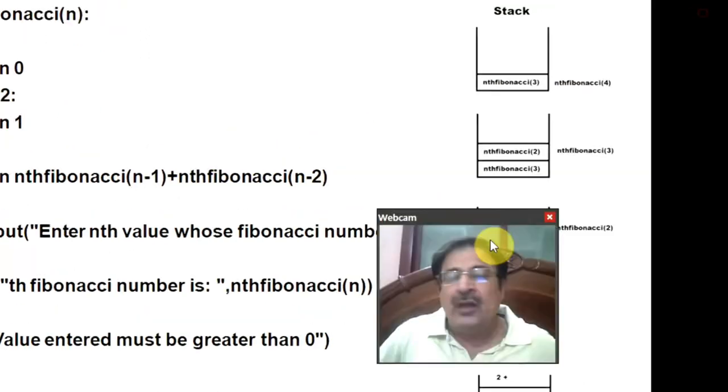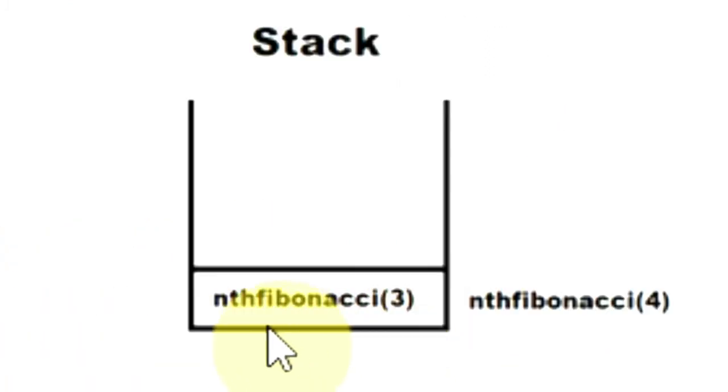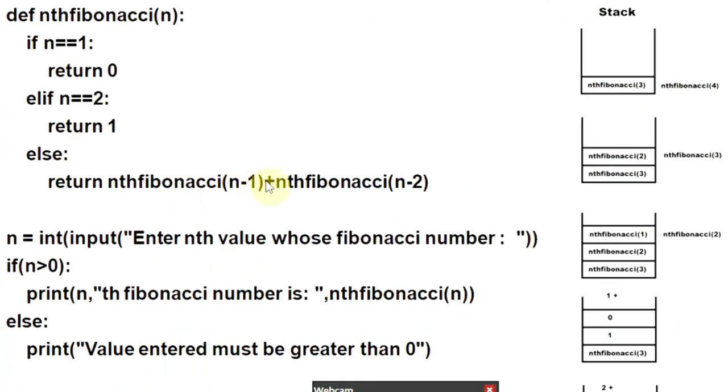So compiler will push it into the stack. See, nth Fibonacci 3 will be pushed into the stack. That means this function will be called later when all the recursive calls are over. So this nth Fibonacci 4 is called, right? Through this, 4 will be assigned to the parameter n.